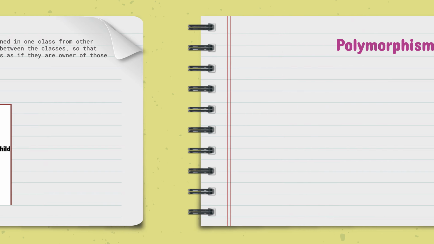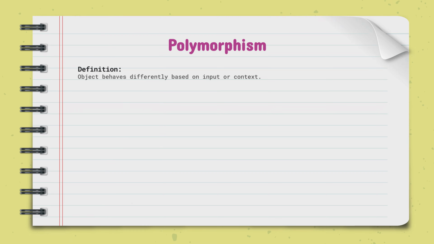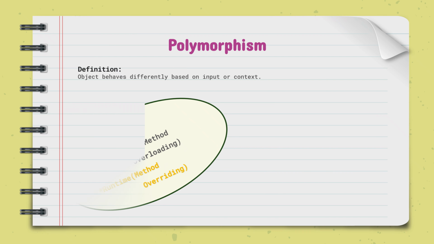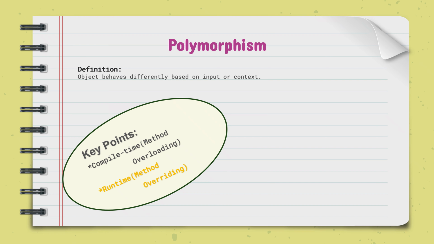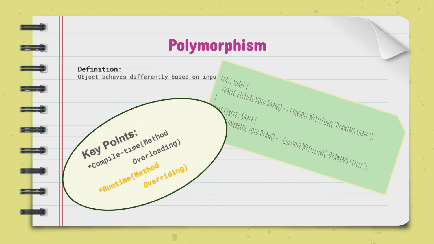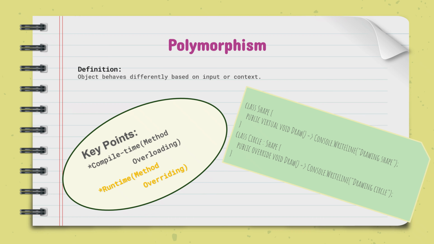Polymorphism means many forms. It allows methods to behave differently depending on the object or input. For example, the word draw changes meaning depending on context.